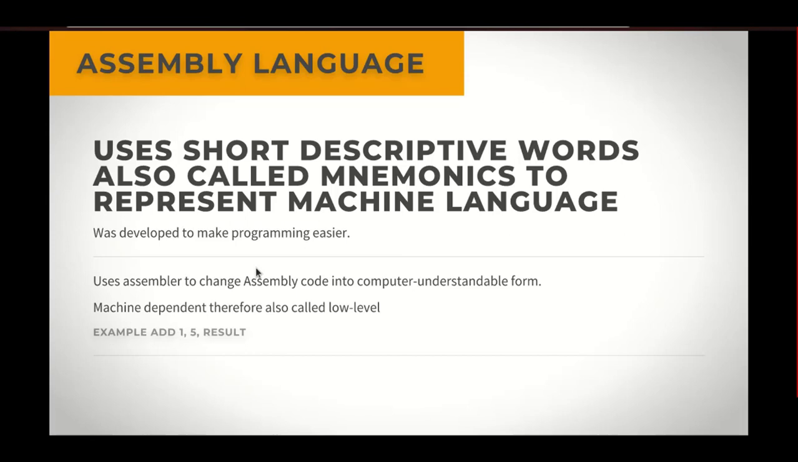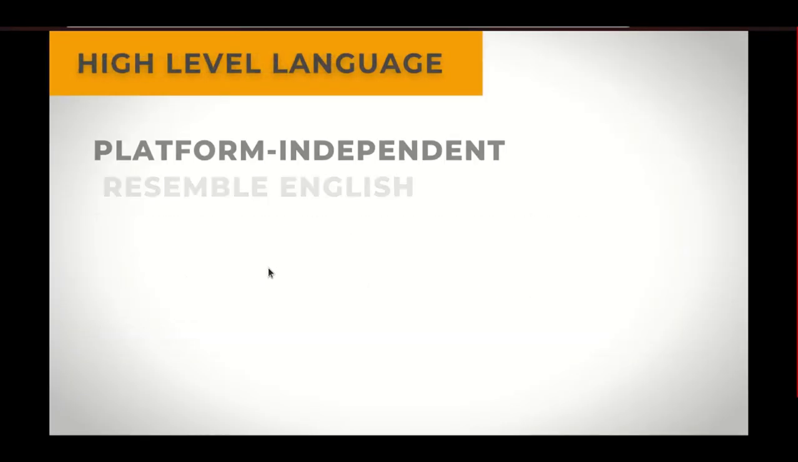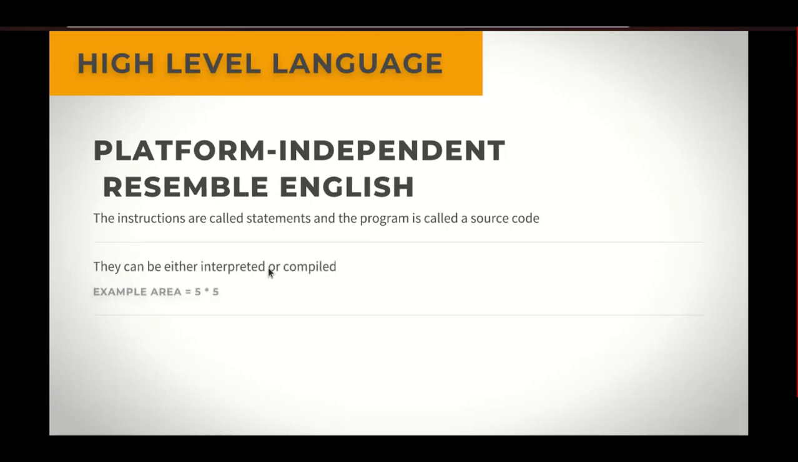Since assembly code has direct links to machine language and is hardware specific, that's why it's called a low level language. And then the very last but certainly not least, we have the high level language. High level language is fairly modern compared to the two, and it's a platform independent language.